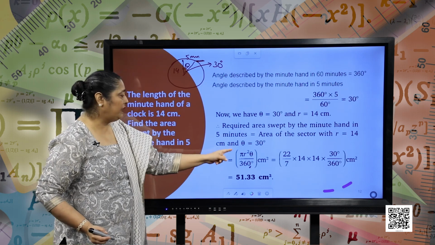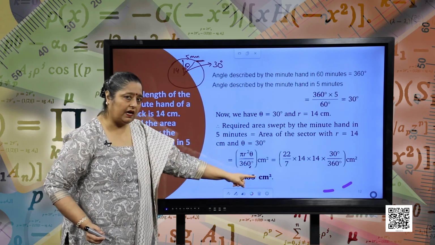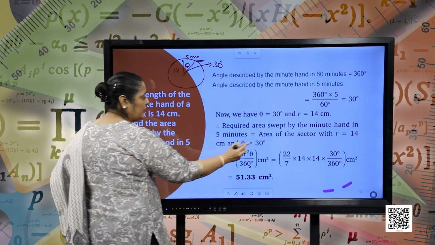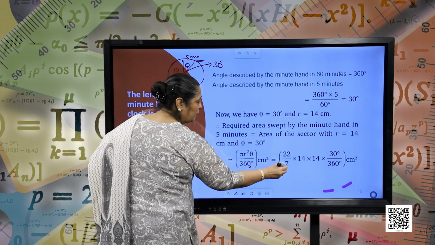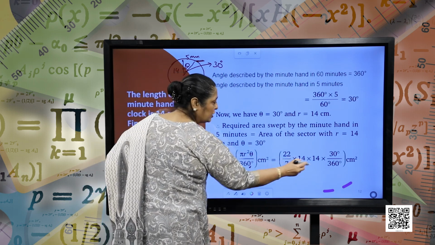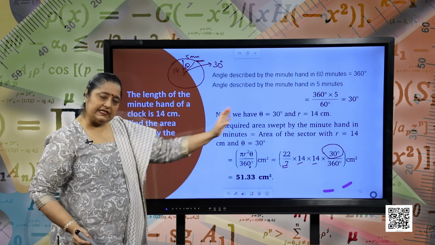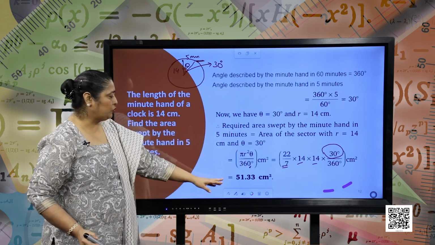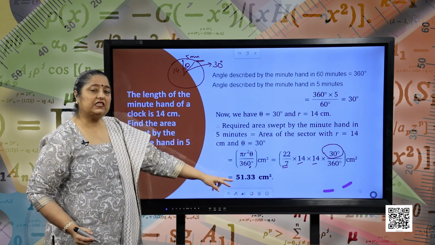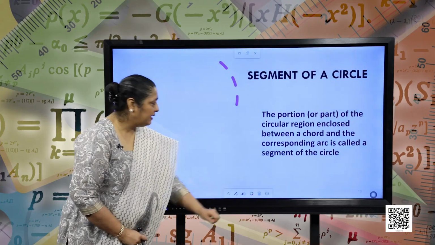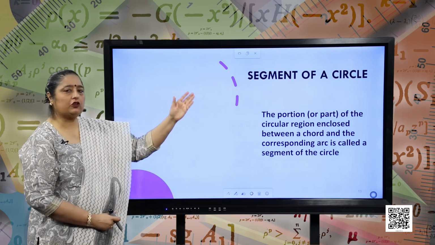Again, the formula will be pi r square theta divided by 360 degree. Again substituting the values, we have pi as 22 by 7, radius as 14 and theta as 30 degree. Calculating it further, the area comes out to be 51.33 centimeters square. I hope this is clear now. Let us move forward. Segment of a circle.